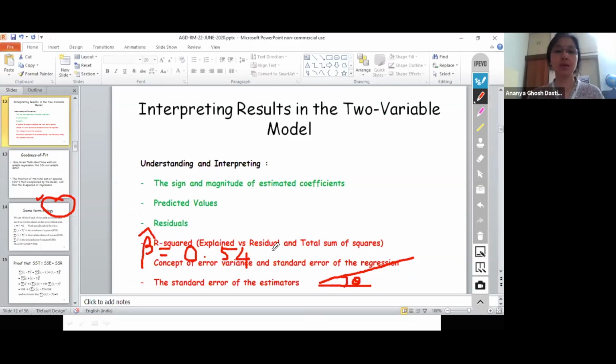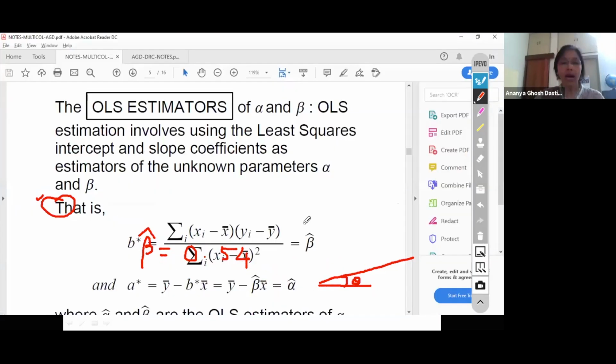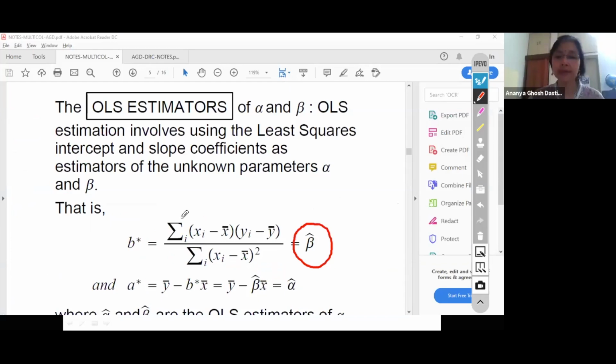Right, so my beta hat is calculated using this particular formula. And where did I get this particular formula from? Remember, I got this from the method of least squares. So what was the method of least squares all about?